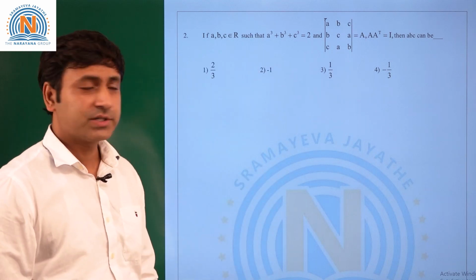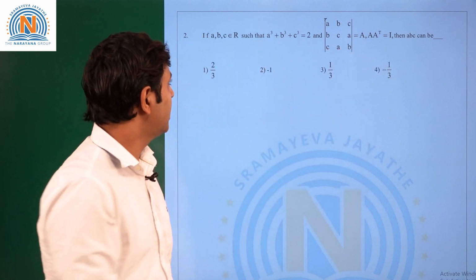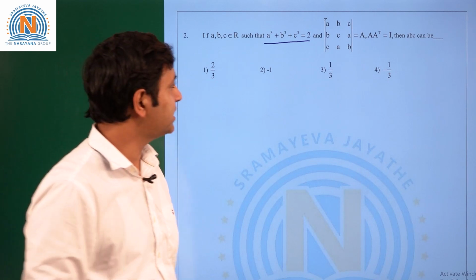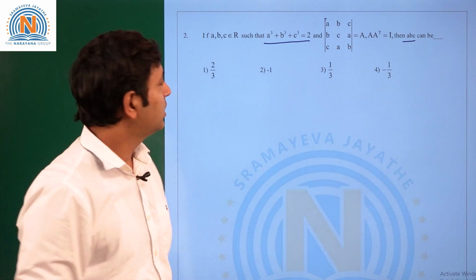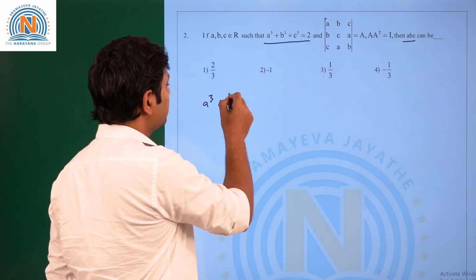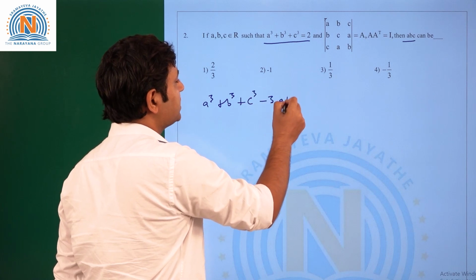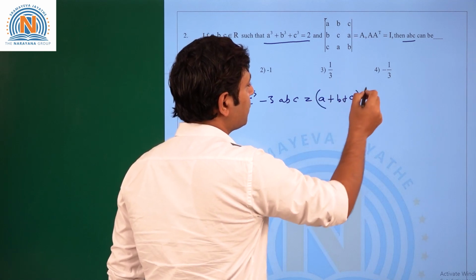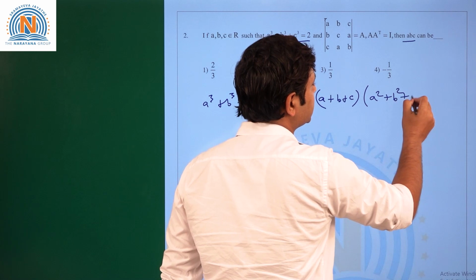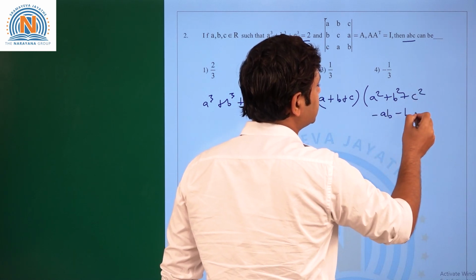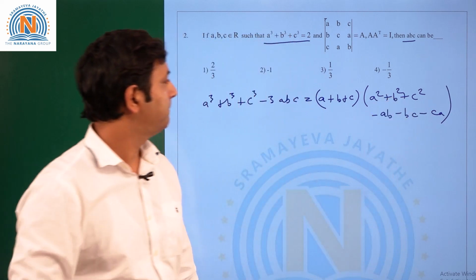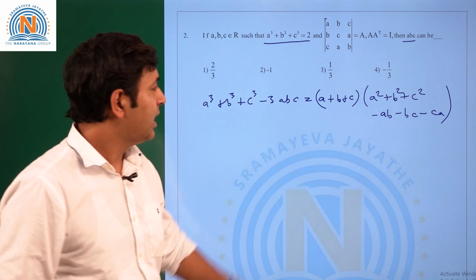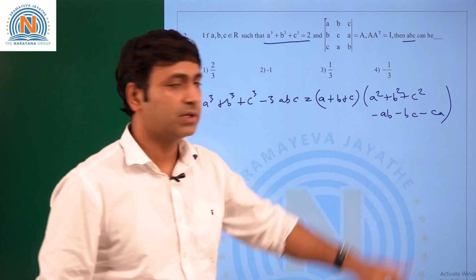In this question, we have three real numbers a, b, c, and these expressions are given. First of all, a cube plus b cube plus c cube equal to 2 should remind you of a cube plus b cube plus c cube minus 3abc, and abc has been asked. So we know that a cube plus b cube plus c cube minus 3abc is equal to a plus b plus c into a square plus b square plus c square minus ab minus bc minus ca. Now, we know a cube plus b cube plus c cube, we have to find abc. If we have any information about these numbers, our job is done.